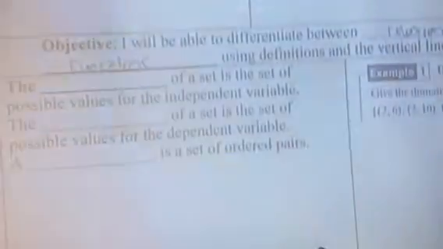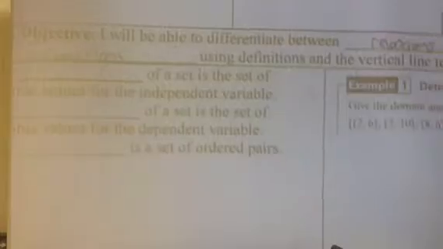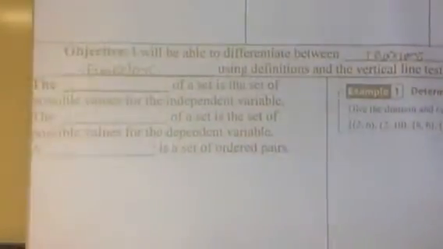Alright, we are on lesson 25. Our objective says I will be able to differentiate between relations and functions using definitions and the vertical line test. So we want to know what the definition for a relation is, what the definition of a function is.